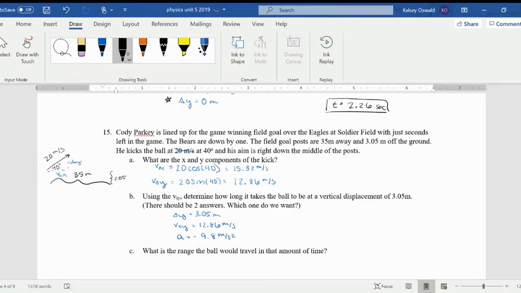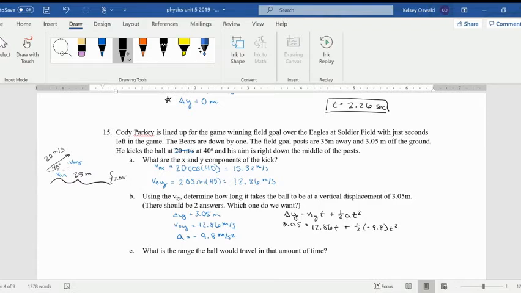Okay, so we're trying to find time, and we know our delta y, our initial y velocity, and our acceleration. So we're going to want to use this equation. Our delta y is 3.05, our initial y velocity is 12.86, and that acceleration is 9.8. Again, this is one where we're going to have to use our quadratic formula, so I know. No fun.